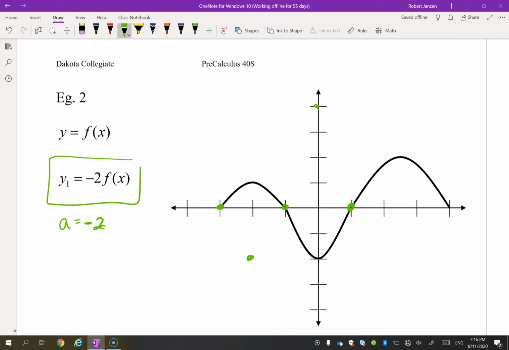Okay, y value times -2. What is it right here? The y value is 2 multiplied by -2, I end up at -4. So I can now draw this in.